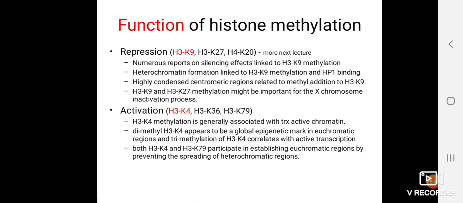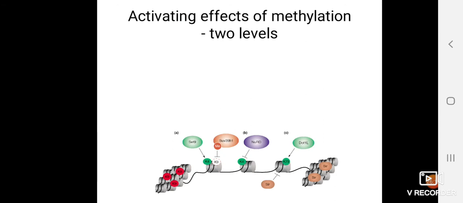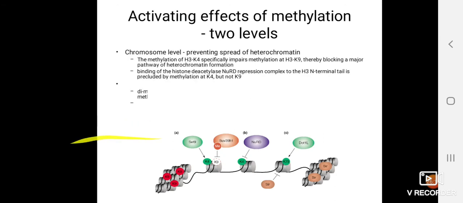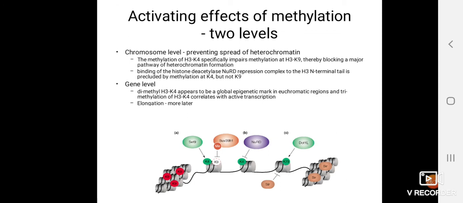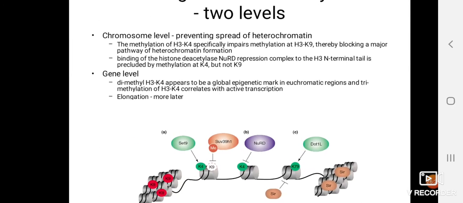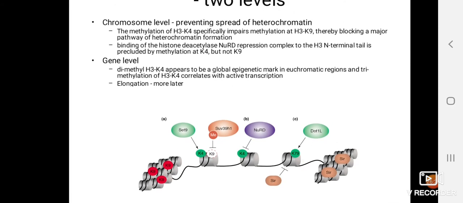In activation, H3K4 is found to be more involved, and H3K36 and K79 also are involved in the activation of genes, converting heterochromatin into euchromatin and preventing the region from becoming heterochromatin. The activating effects of methylation occur at two levels. At the chromosomal level, it prevents the spread of heterochromatin, that is, the conversion of euchromatin into heterochromatin. Thereby it makes that particular part of DNA available for transcription.